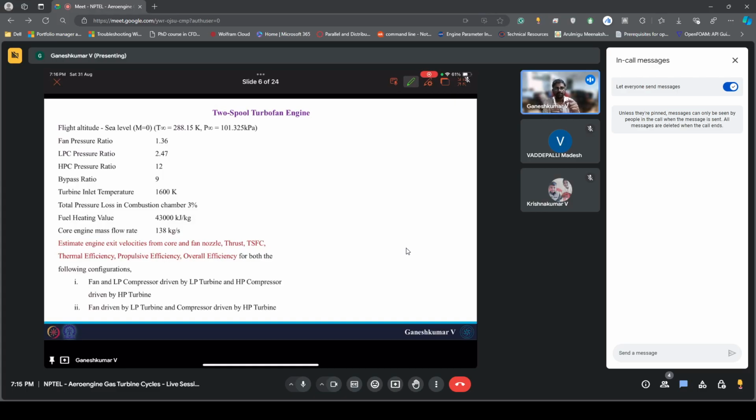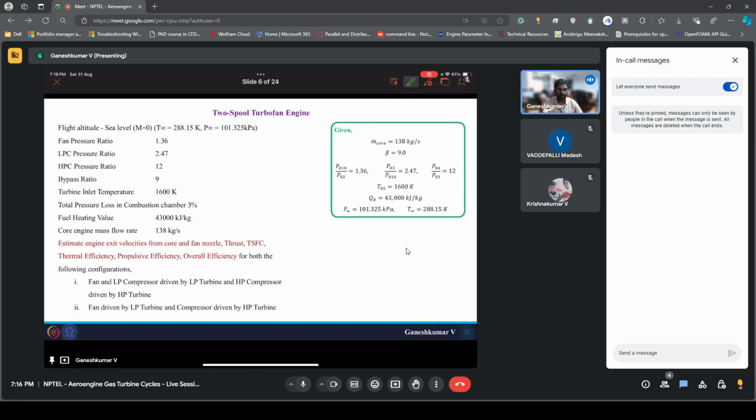Basically, only the turbine, whether it is driving the fan and compressor or just the fan, is where the configuration differs. Otherwise, all the numbers are actually the same. So it is a very interesting problem to compare and see why to prefer a configuration. Okay, so these are some efficiencies and losses which we all know. We will take this into account when we solve this problem.